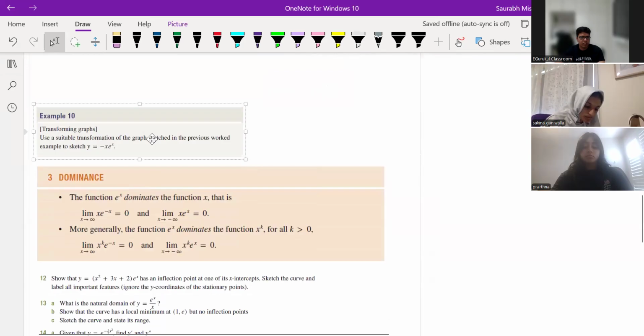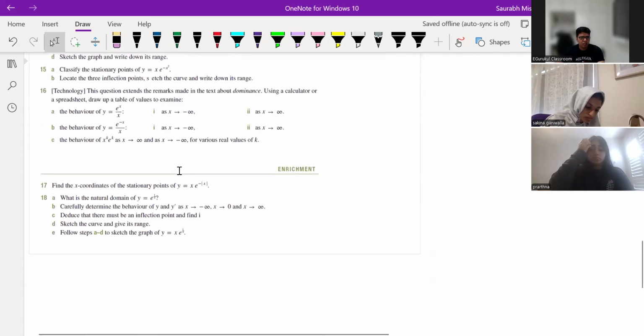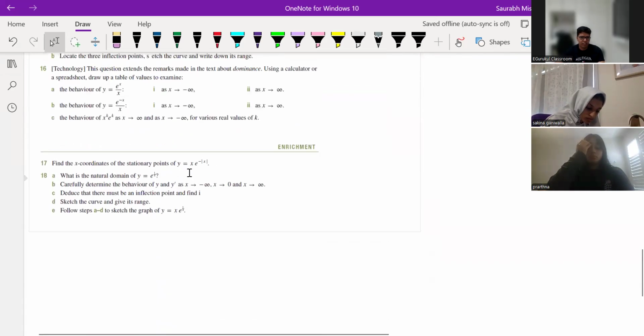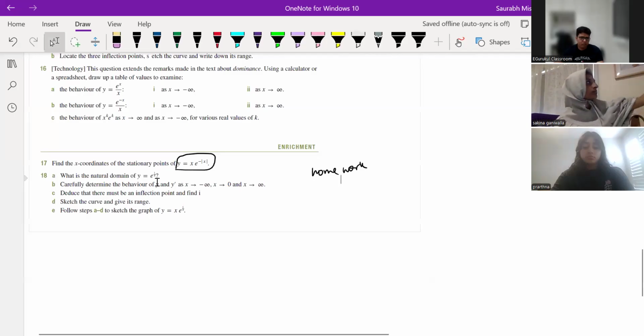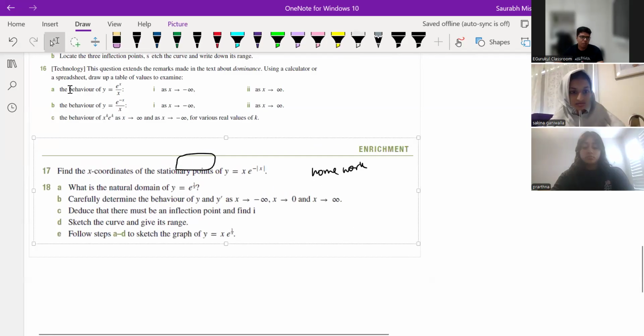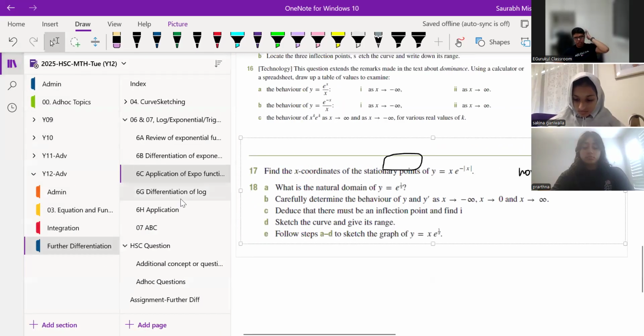Let's look at, maybe you do that. Now what they have done is they have created a function, an enrichment question, that you do as a homework. Here they have put the absolute value of x. So this is something you do as a homework and see if you can do that.